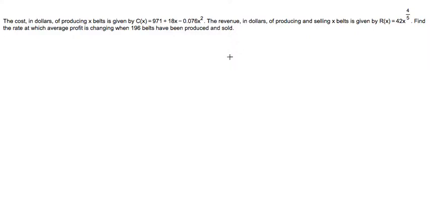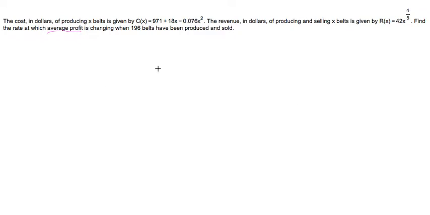The cost in dollars of producing x belts is given by C of x equals this function. The revenue in dollars of producing and selling x belts is given by R of x equals this. We want to find the rate at which the average profit is changing when 196 belts have been produced and sold.